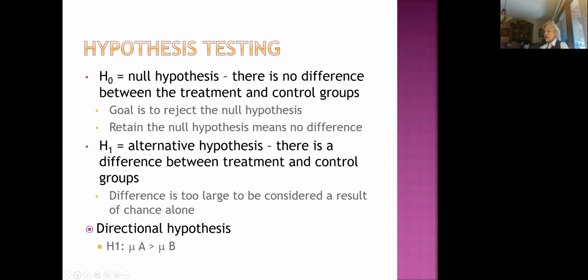Then you may see a directional hypothesis, and that's when your alternative hypothesis is stated as the mean of the population of A is greater than the mean of the population B. And that symbol is referred to as mu. And that's a directional hypothesis, and you only use that if you have very strong evidence to suggest that that's going to be the case. Usually you state them as we've stated them above.